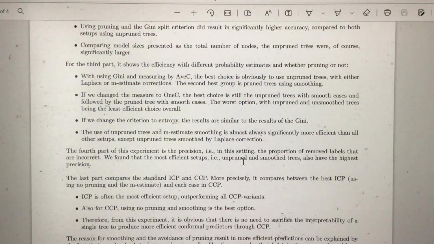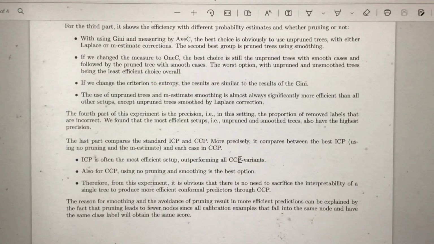Yeah. So the fourth part of the experiment is the precision. That means in the settings, the proportion of removed labels that are incorrect. So we found that the most efficient setups, unpruned and smooth trees, also have the highest precision. Yeah, that is of course.